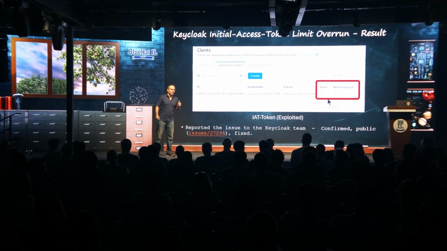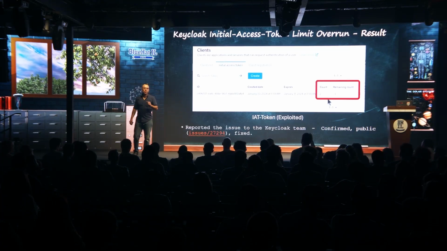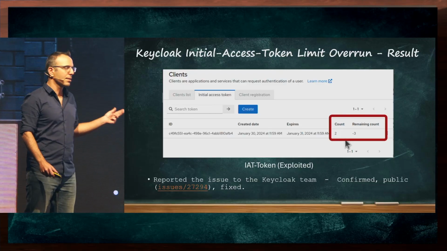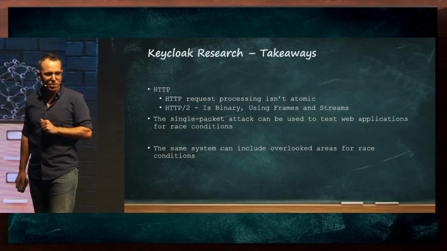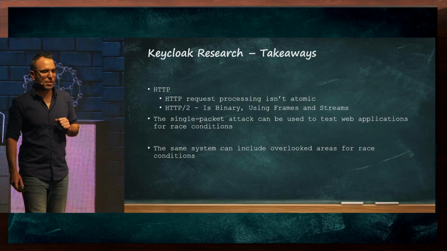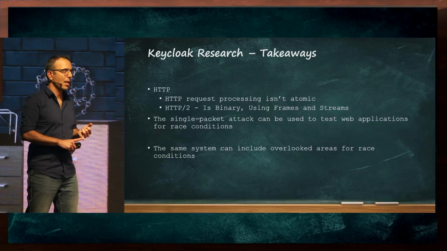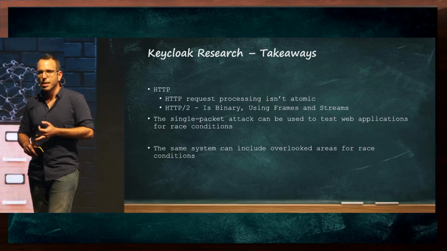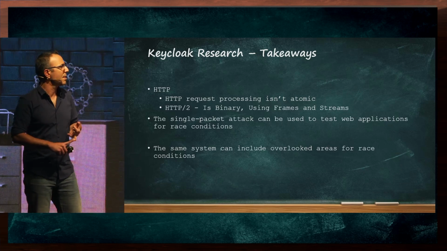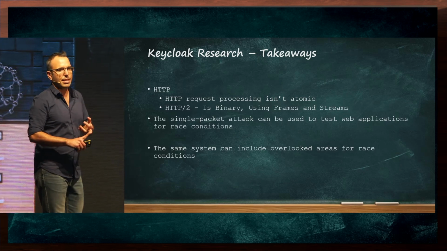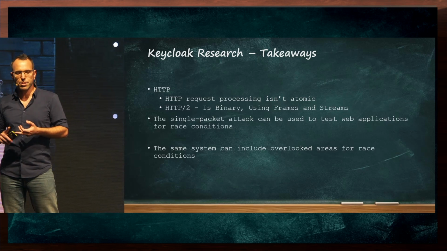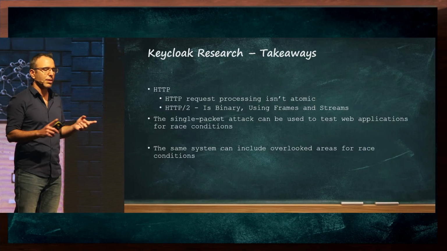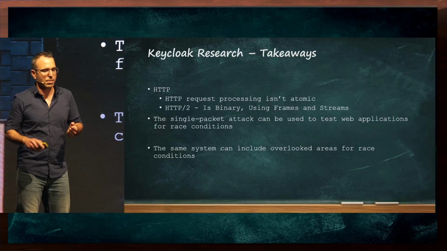To summarize this part, we reported the issue to the Keycloak team. They confirmed it, made it public, and fixed it. Some takeaways from this research. HTTP request processing isn't atomic. HTTP version 2 is binary, using frames and streams. The single packet attack can be used to test web applications for race conditions, and the same system can include overlooked areas for race conditions.